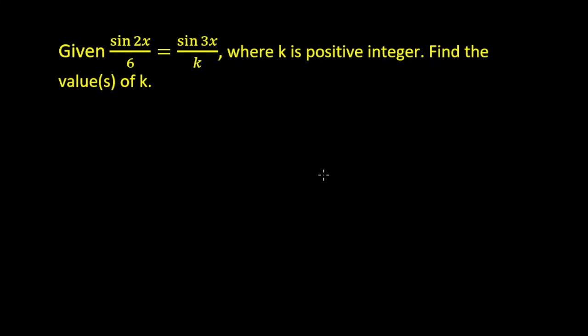Let's solve this question here. Given sine 2x over 6 equals sine 3x over k, where k is a positive integer. Find the value or values of k. So how do we approach this question here? First of all, let's write this out. Sine 2x over 6 equals sine 3x over k. Okay, so that's the given in the question.